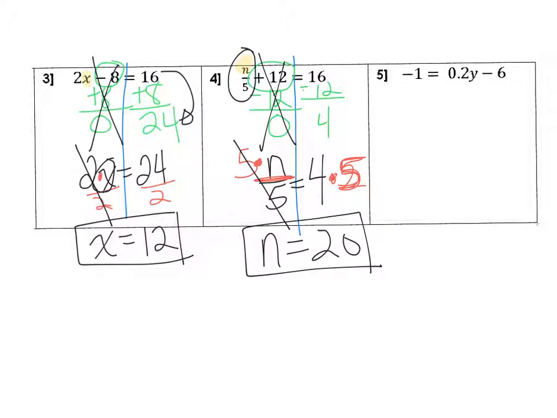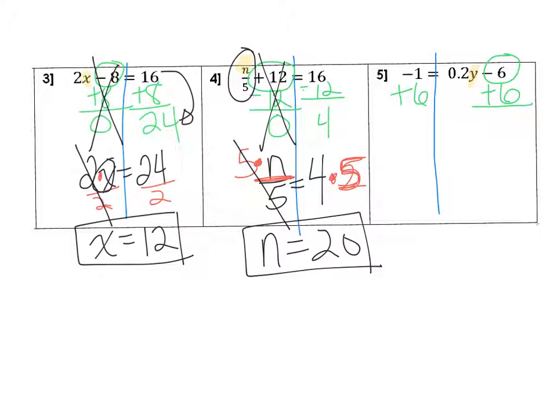All right, number 5, I'm going to go ahead and put in my line to split my equation into two parts. I look for my variable. I have a y over here. I see that y is being multiplied by 0.2, and it's also being subtracted by 6. So of those two things, I'm going to take care of that minus 6 first, the constant. So the inverse of subtracting 6 would be adding 6 to both sides.